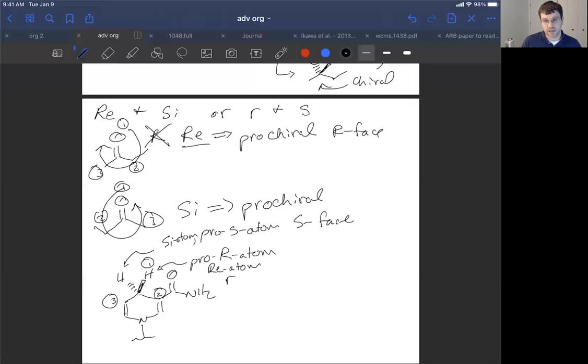Now, it's important to note that when atoms have a pro-R or a pro-S designation, it could give rise to different stereoisomers in products that it reacts with, especially in this case where we're transferring a nucleophilic hydrogen atom.